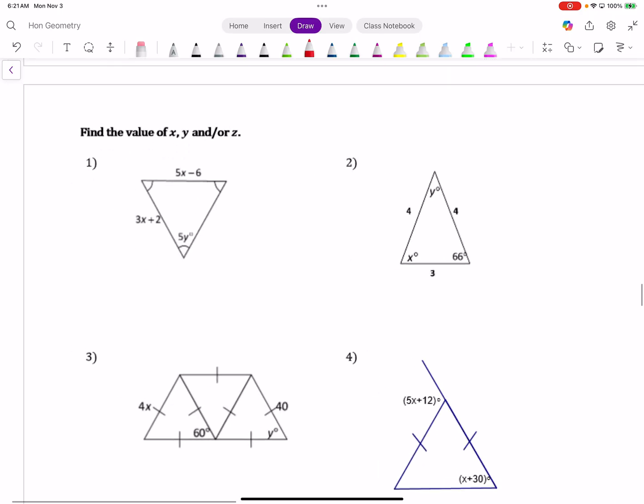All right, this page will go quick. I know this is an equiangular triangle. Those are all 60 degrees. So I know 5y is 60, which means y is 12. Okay, so we got that part. I know equiangular triangles are always equilateral, so I know that 5x minus 6 is equal to 3x plus 2. So 2x is equal to 8, x is equal to 4.